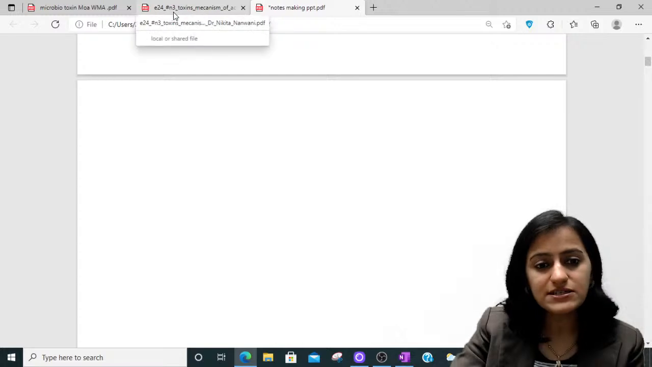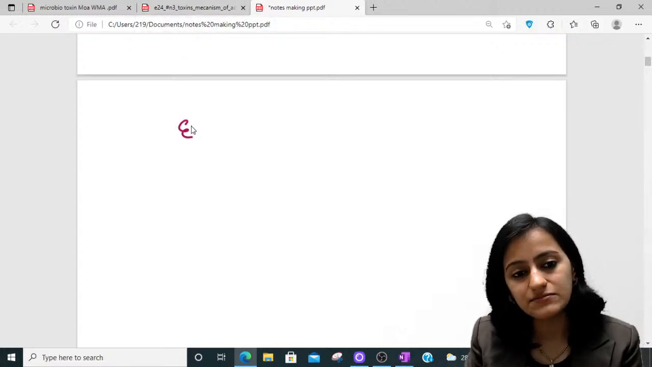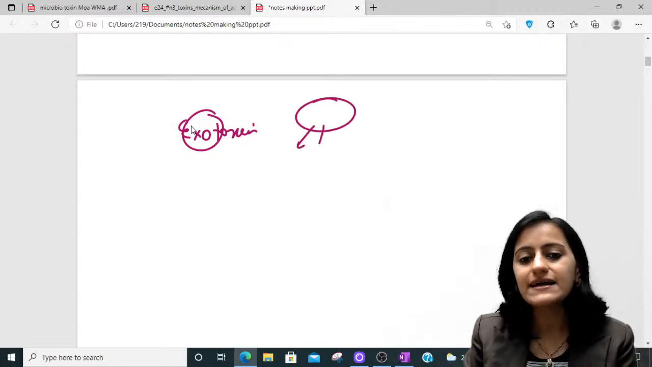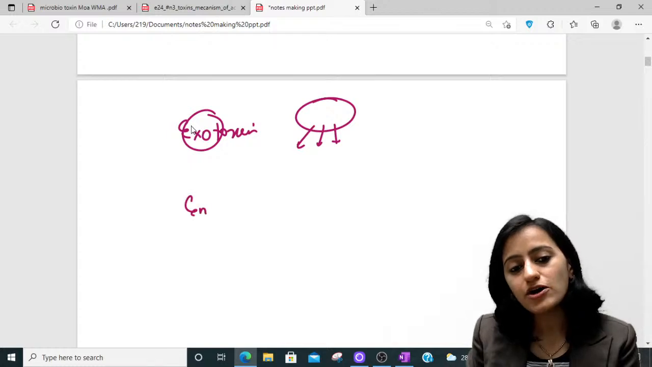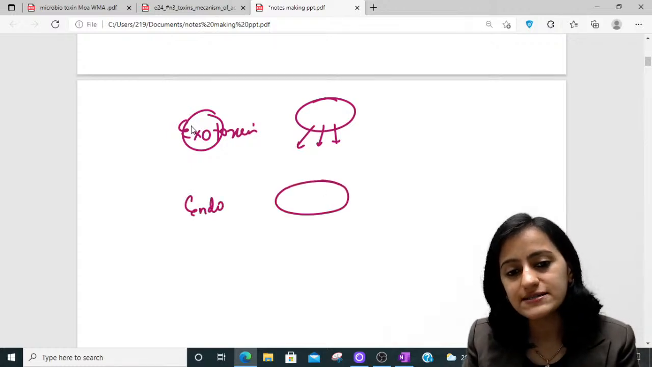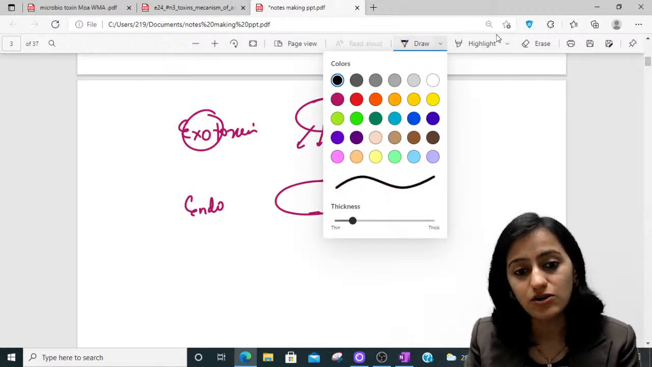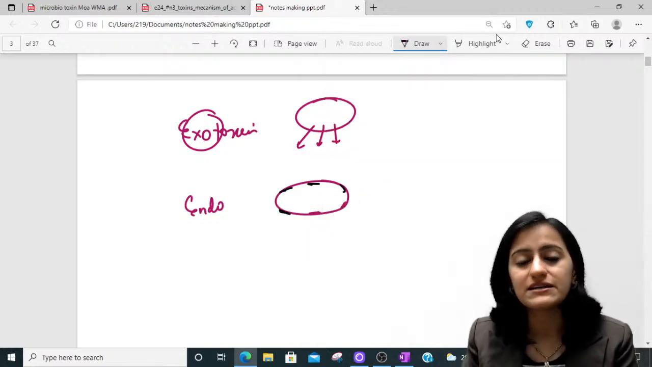So exotoxin versus endotoxin: as the term says, exo means it is secreted out of the bacteria and then it acts. While endo is within, it is the structural component of the gram negative bacteria.